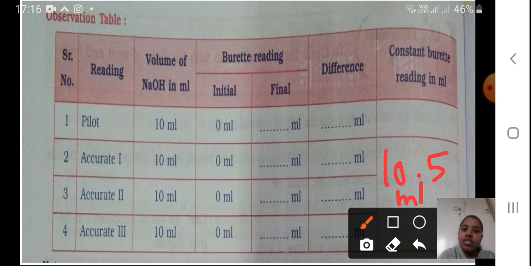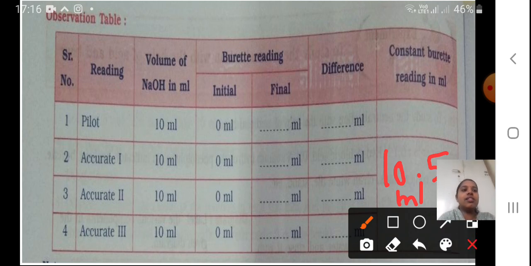Okay, so for this titration, whatever burette reading you are getting, you will write it down. And from that, somewhere you will get the constant reading. That constant reading will be your constant burette reading. Is it clear? Did you understand this?